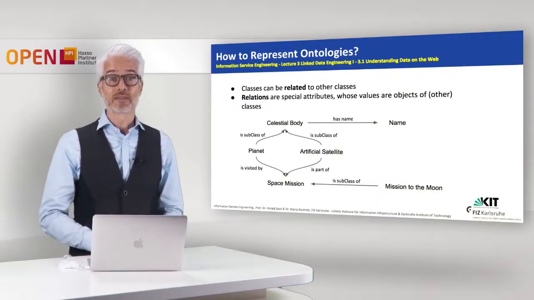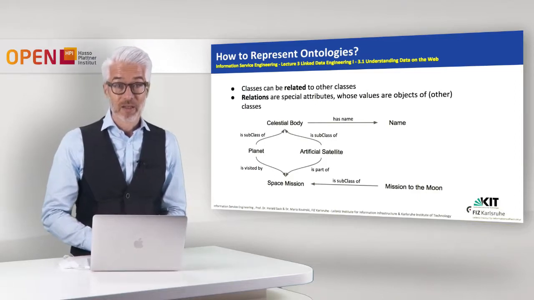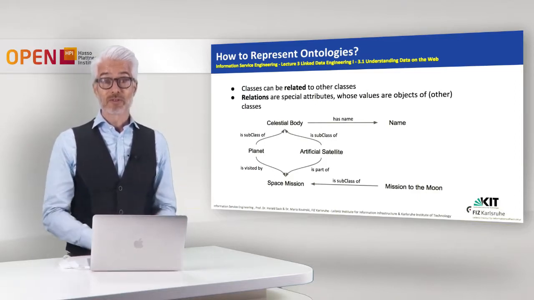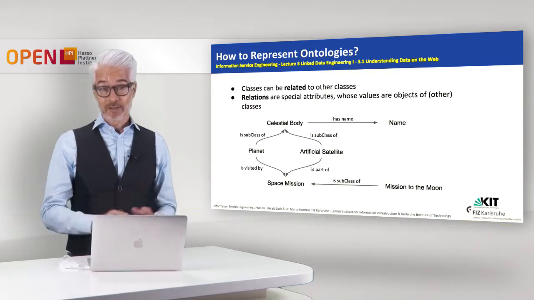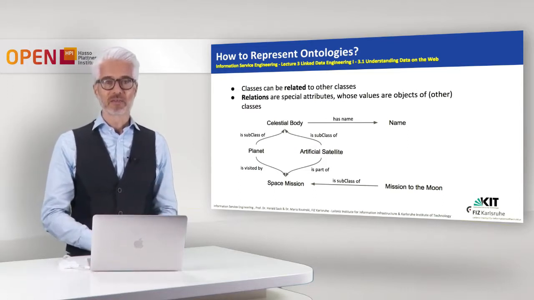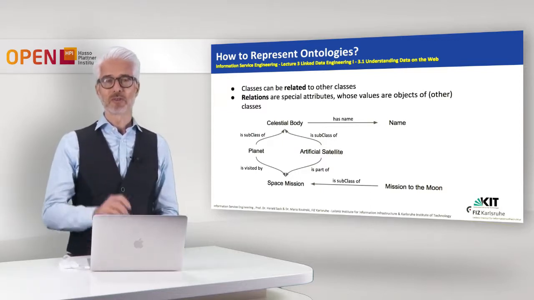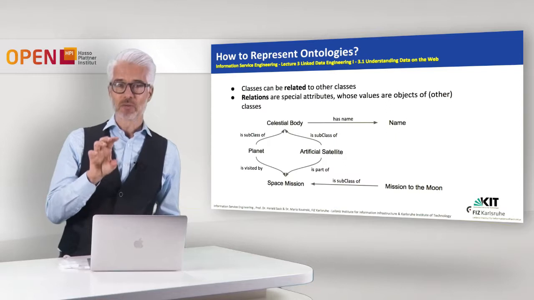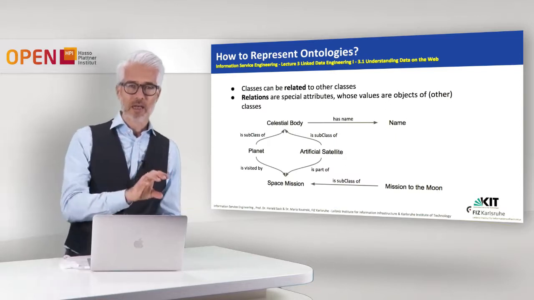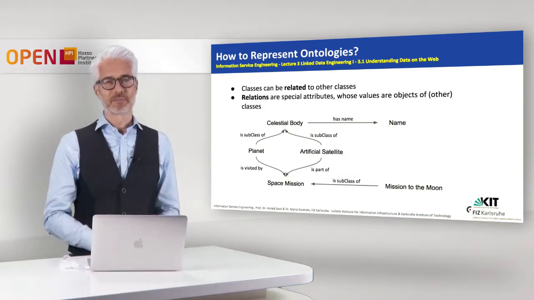How do we represent ontologies? Usually in ontologies you define classes. In classes you put things together which share a specific aspect. So for example, in the class celestial body there are celestial bodies, and usually you can create a class hierarchy, which means you also specify relations which relate one class with another class.